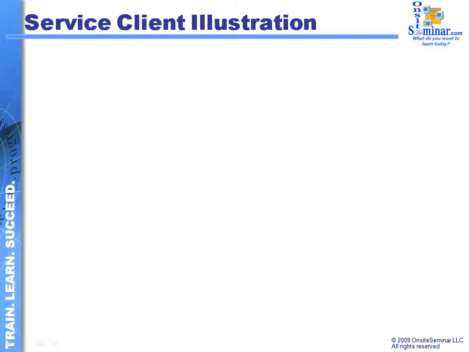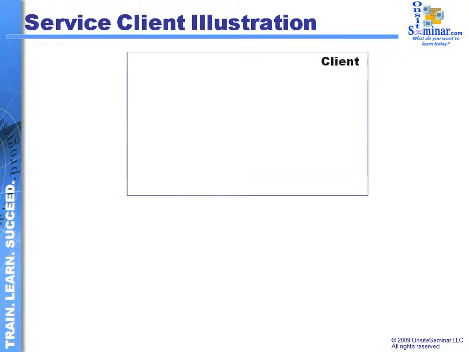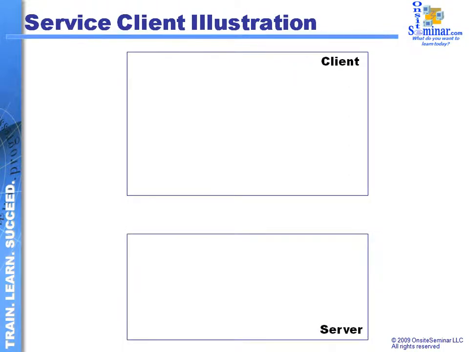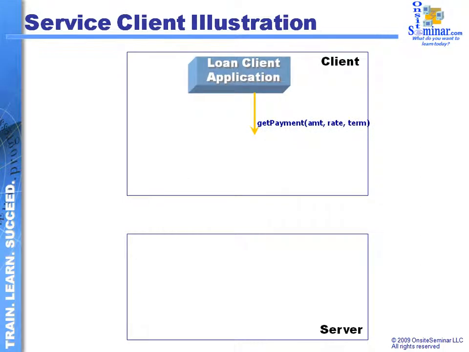Let's examine what's going on from the client's perspective, an illustration of how they're accessing a particular service. When we're talking about service access, we have a client portion, and we also have an implemented server portion. On the client side, again, we're going to have a client application. That client application is going to be calling an operation, a method, in this case called getPayment.